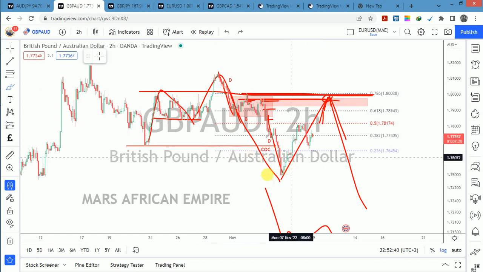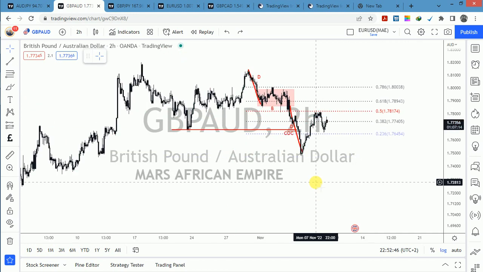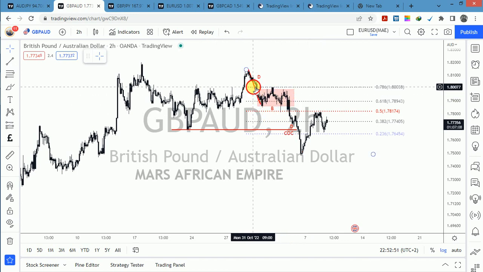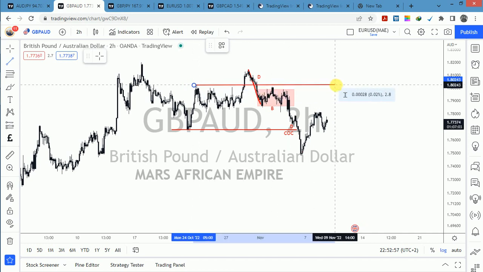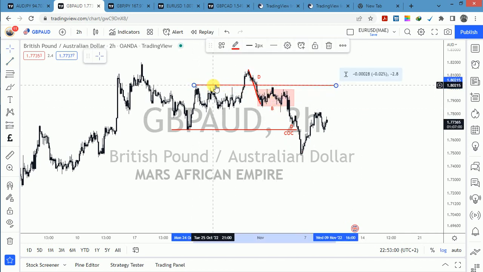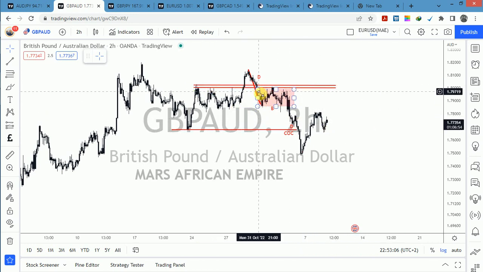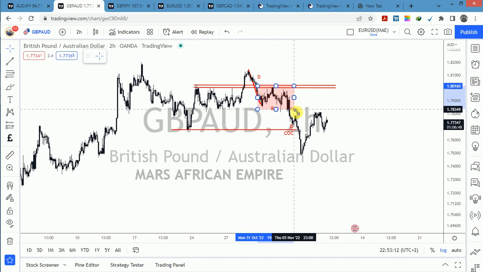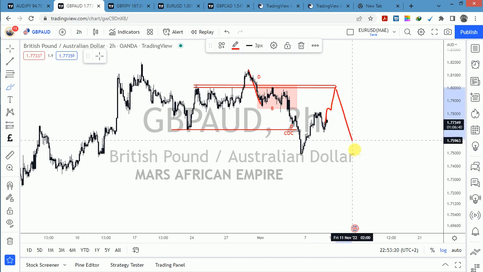So let me just clean that real quick. So yeah, that drop, the QML is supposed to be here. That is the QML. So remember, QML is a zone, so it's going to be something like that. And then this is our base. This is our base. So we expect this pair to go all the way up there, and then it can drop.